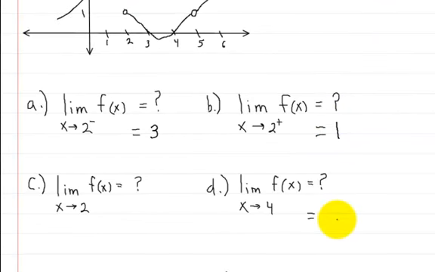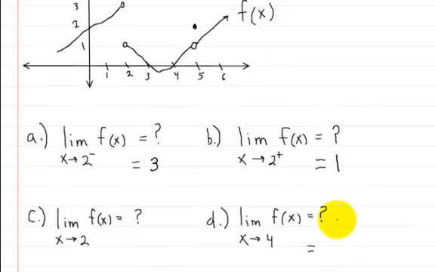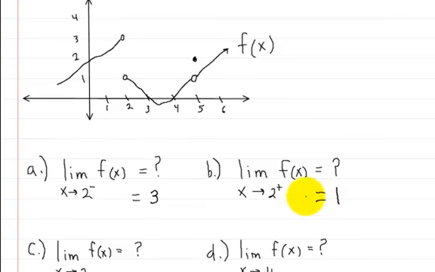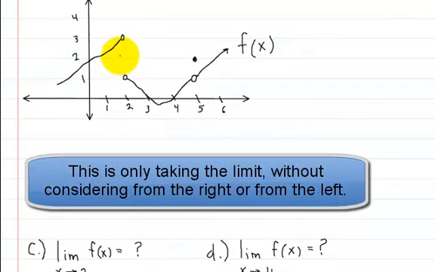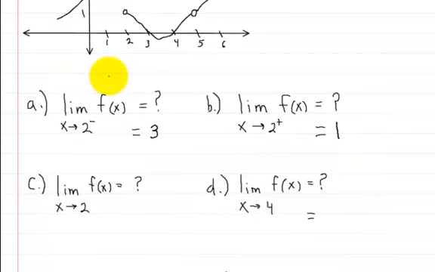Now let's go on to C. So what is the limit of f of x as x approaches 2? Well, let's see. If we come from the left side, we're going to get 3, and if we come from the right side, we're going to get 1. So this is actually undefined, because when you're on a function and you're coming from the left or you're coming from the right, you have to come to the same point. Otherwise, it's considered undefined. And this is undefined. So C is undefined.